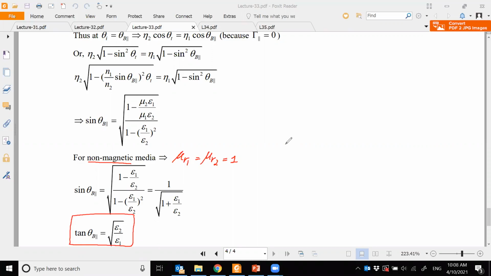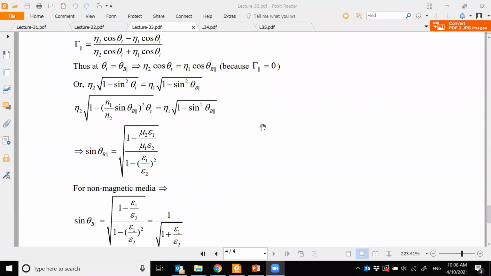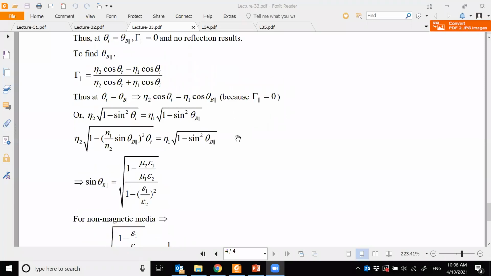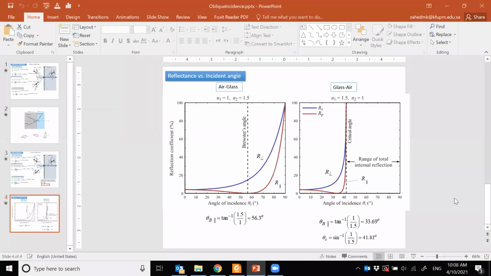And this exists for the parallel case. For the perpendicular case, it does not exist. It's there in your textbook where you can go and look at the derivation. He did the derivation for both, for parallel and the perpendicular. But for the parallel case, it can exist. For the perpendicular, it's very, very difficult. Okay, so if you want to see it in the pictorial form, this is how it looks. See?